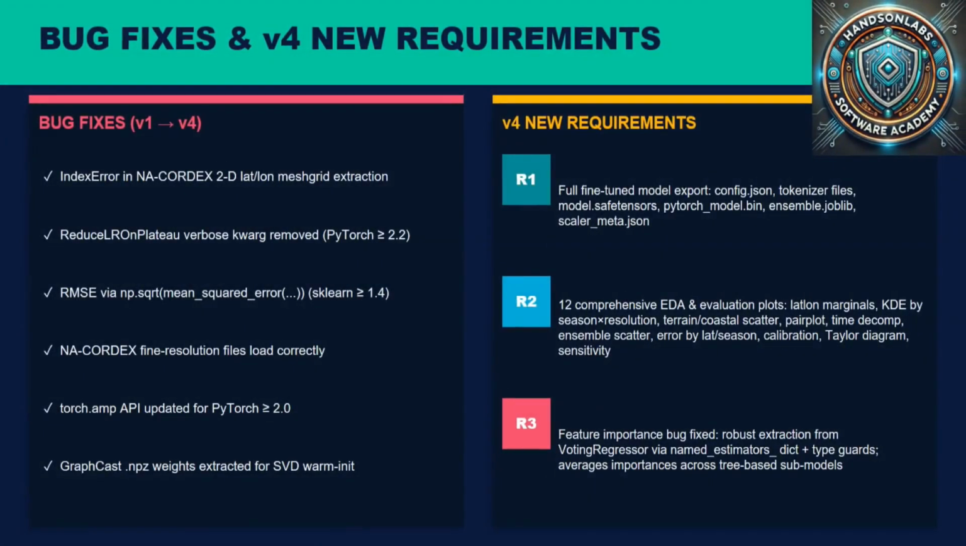So now we move to the bug fixes and the new requirements. For the bug fixes for version 1 to 4, we have the index error, the NA-CORDEX 2D latitude, longitude, mesh grid extraction. They reduce LR on plateau, verbose kwarg removed. That's Python, PyTorch, greater than or equal to 2.2. Then the RMSE via NP square root mean squared error, of course, was also adjusted.